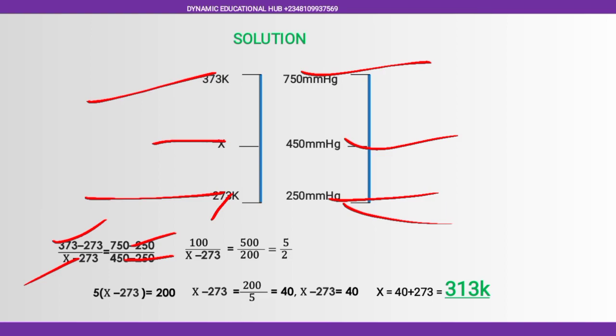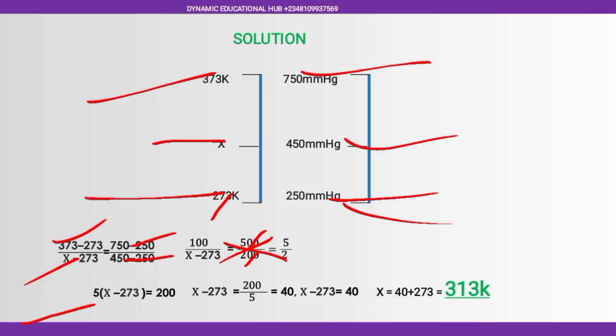Now, if you solve it, 373 minus 273, you have 100 over x minus 273. This side, if you solve it, you have 500 over 200, and you can divide both sides. You can cancel the zeros. Once we have two zeros here, just reduce the fraction. You get 5 over 2. Then you cross multiply again. That will give you 5 into bracket x minus 273.